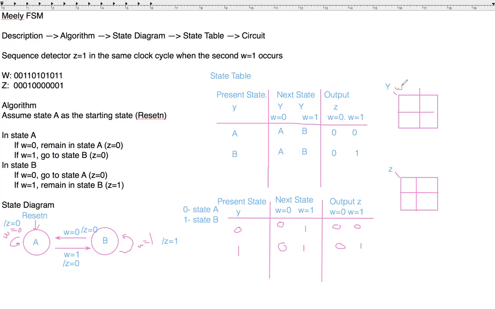So here we're going to have our present state. I'll just do Y here, and then I'll have my W here. And then here's going to be my lowercase y as well, and my W here. When you see the circuit, you'll understand why Z and Y are dependent on both. And so I'm going to have my 0, 1, 0, 1, 0, 1, 0, 1.